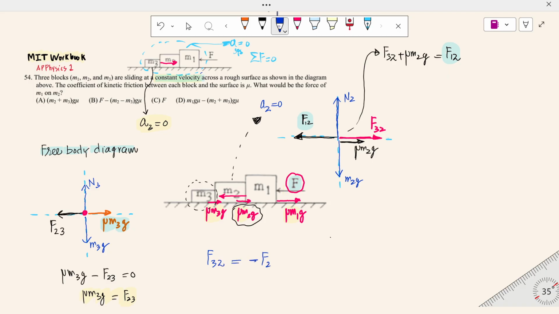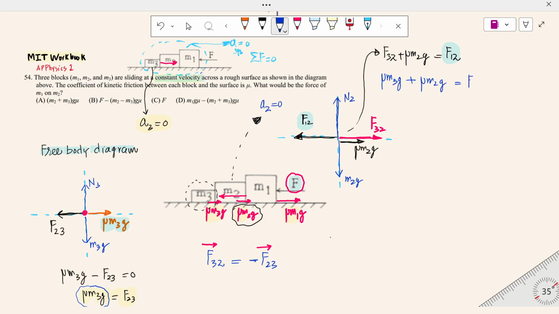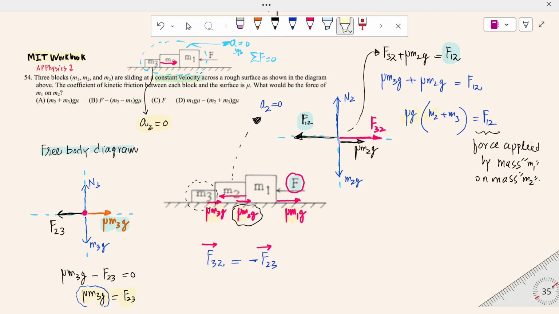And don't you think that the force applied by 3 on 2 is equal to the force applied by 2 on 3? The only difference is that they have opposite directions. Otherwise, their magnitude is the same. And what is the magnitude? Dear students, the magnitude is mu m3g. So let's write here mu m3g plus mu m2g is equal to the force applied by 1 on 2. So finally, you can take mu g common, and inside this is m2 plus m3. So the right answer should be option A without any doubt.